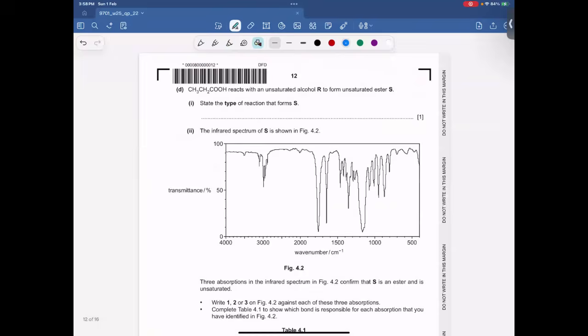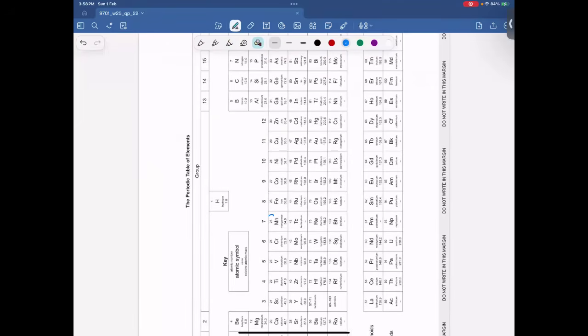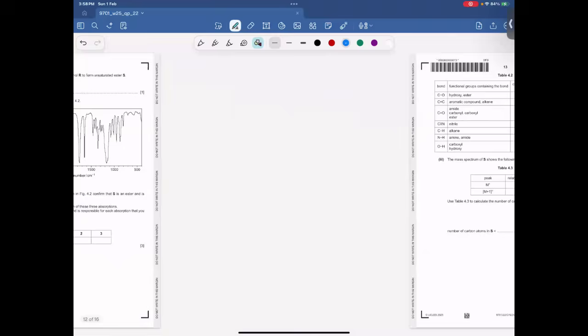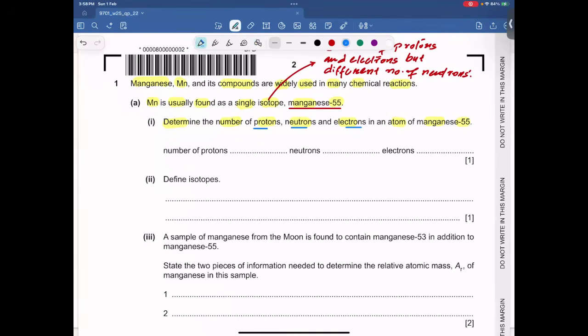I think it's going to be 25. Manganese is 25. Yes, that's 25. So manganese has an atomic number of 25. So we know the mass number. So when we have atomic number of 25, which means it has 25 protons and obviously 25 electrons. When we subtract 25 from 55, I'll get number of neutrons. So the number of neutrons is going to be 30.